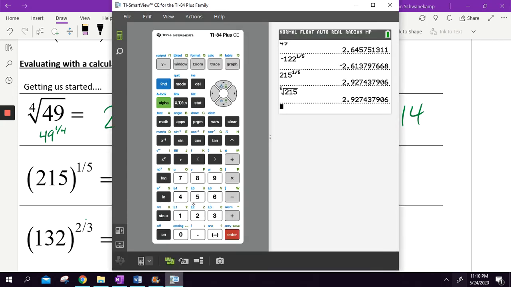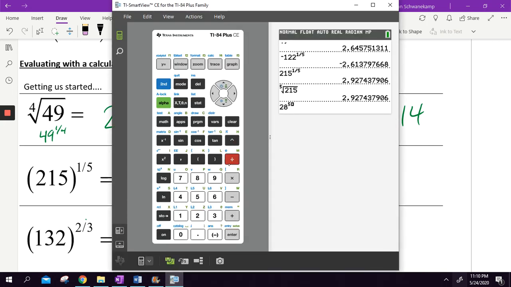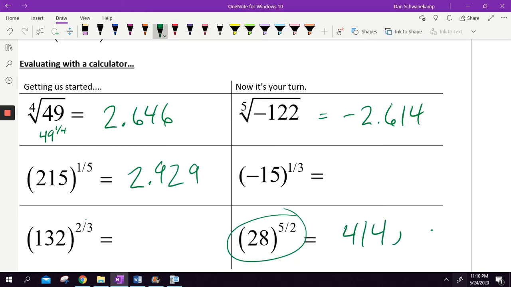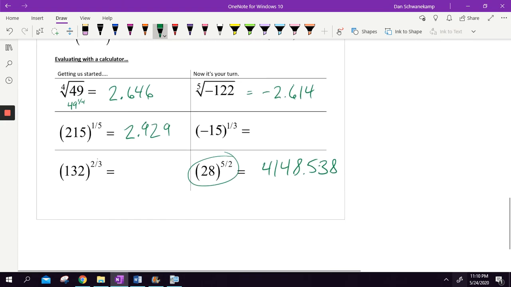28 to the 5 halves power. 28 to the 5 halves power. Enter. Boom. 4,148.538. That's it. It's just a matter of typing in. So not a hard lesson.